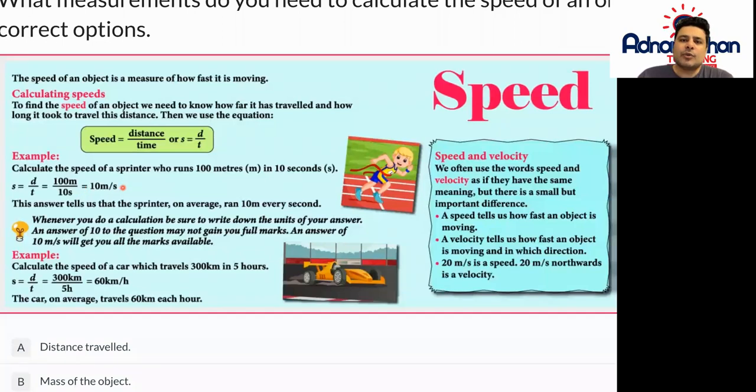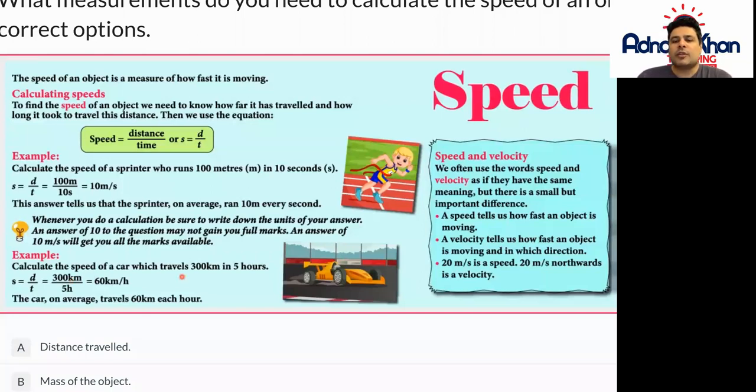Can you see the unit here at the top, meters, and the unit at the bottom, which is seconds? We add these together, so it becomes 10 meters per second. The answer tells us that the sprinter on average ran 10 meters every second. Whenever you do a calculation, be sure to write down the units of your answer. An answer of 10 to the question may not gain you full marks, and it has to be written as 10 meters a second.